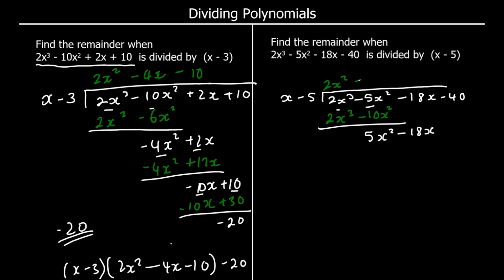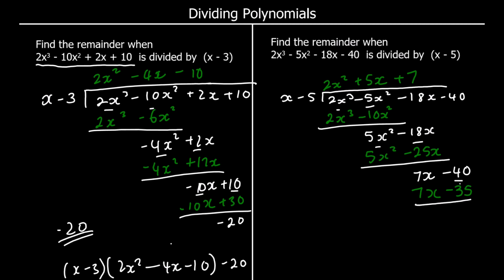5x squared over x is 5x. Times by the 5x. So 5x squared minus 25x. Take away. Negative 18 plus 25 will be 7x. Bring down the next term. 7x over x is 7. 7 times x is 7x. 7 times negative 5 is negative 35. And take away. So negative 40 plus 35 is negative 5. So the remainder is negative 5.